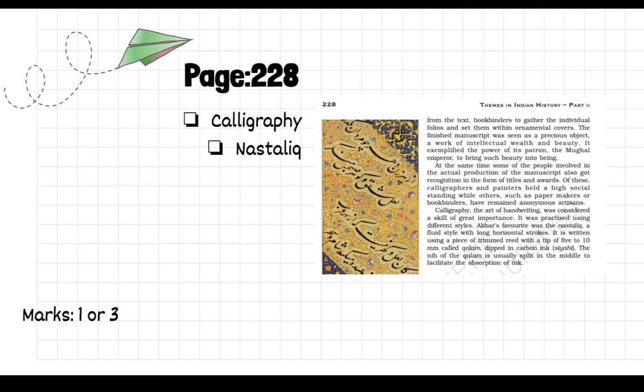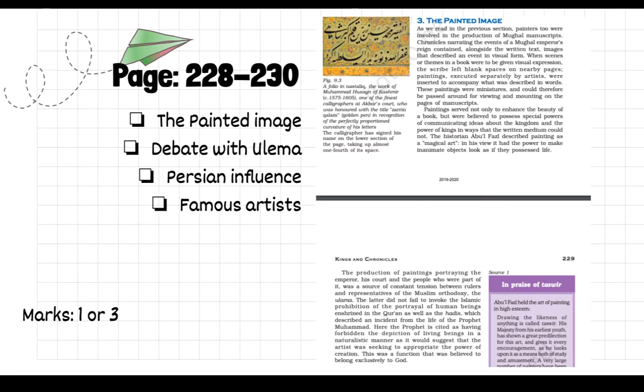Moving on to page 228, there is a quick discussion on how important calligraphy was and the fact that Nastaliq was the favorite calligraphic style of Emperor Akbar. Now this section can also come for 1 or 3 marks.